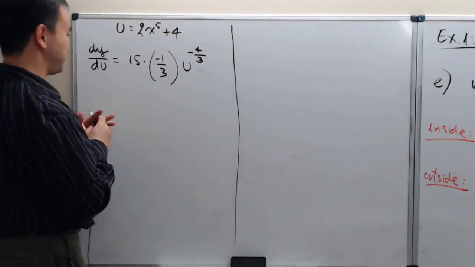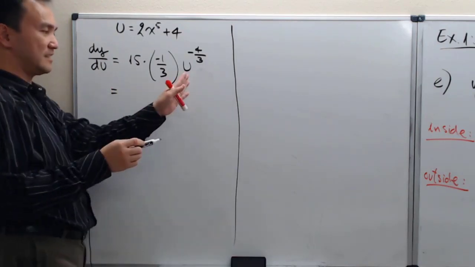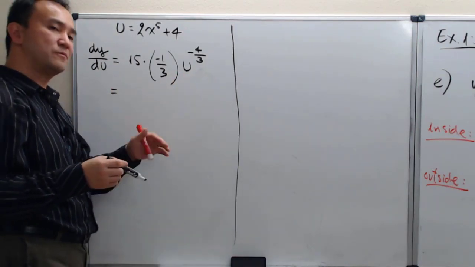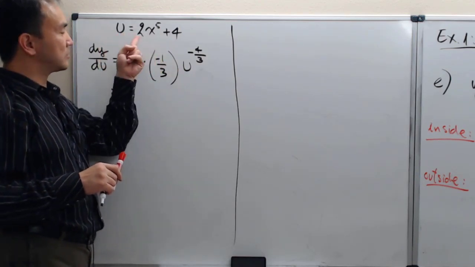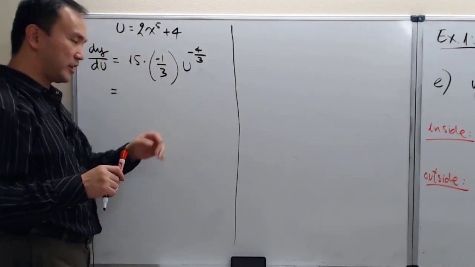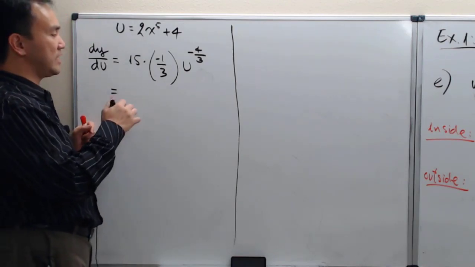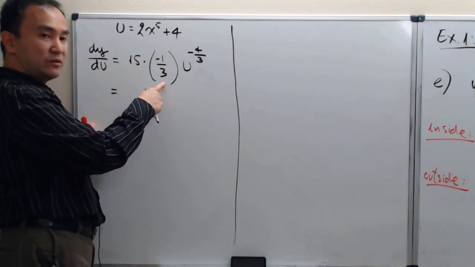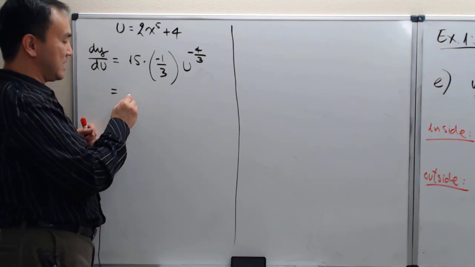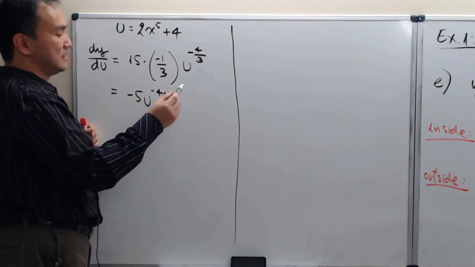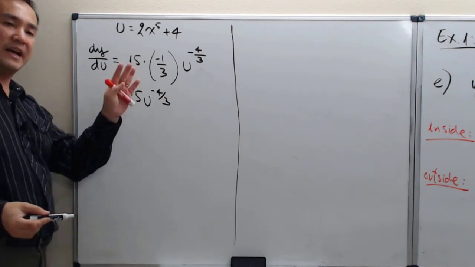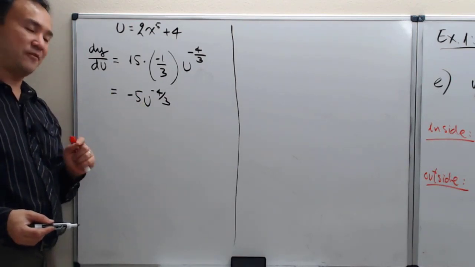Now, as I said earlier in quite a few problems already, if you don't want to substitute back the u expression right here, that's completely okay. We can leave that all the way to the end. But 15 does cancel with negative 1/3, leaving me a negative 5u to the negative 4/3. So that's my derivative of the outside function.